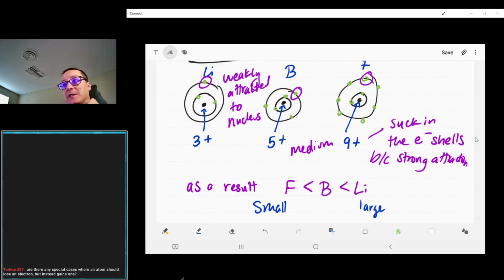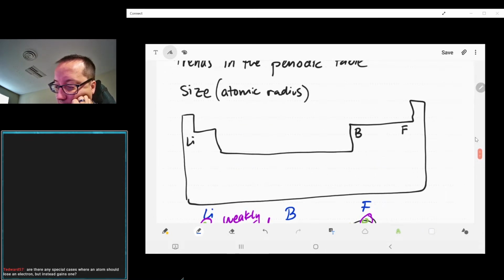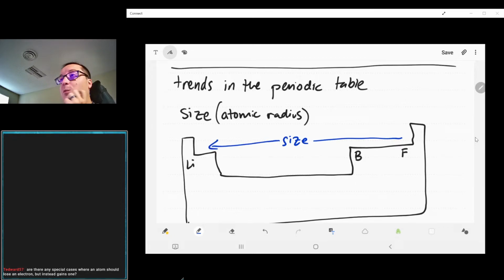And we're going to see that this trend will go throughout the entire periodic table here. We're going to see the right side of the periodic table will be very small, and the left side will be very large. So if we take a look at our periodic table here, we see that size will increase as we go from right to left. So fluorine is going to be very small, lithium is going to be large by comparison.